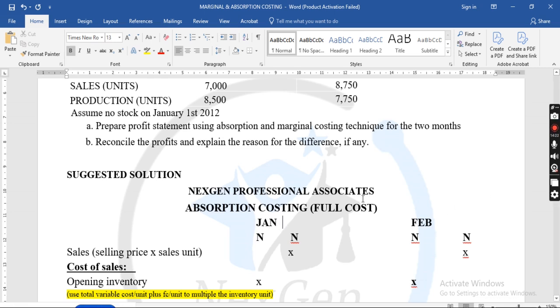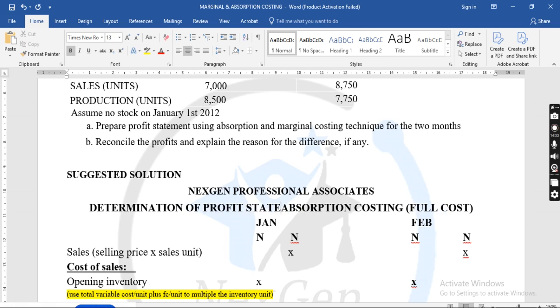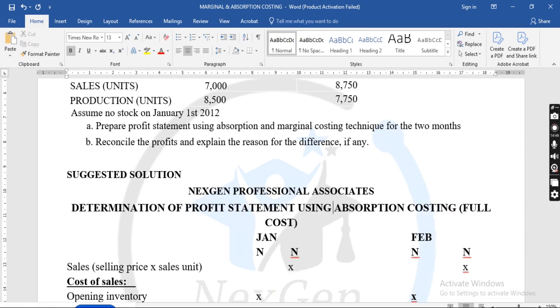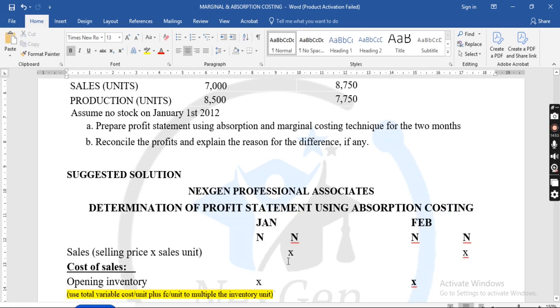So determination of profit statements. Please, all these headings are very important. It's very important in PM. Your presentation, determination of profit statement using absorption costing. So you don't need to write full costs, right? Now, if that is established, please quickly go to the marginal costing.